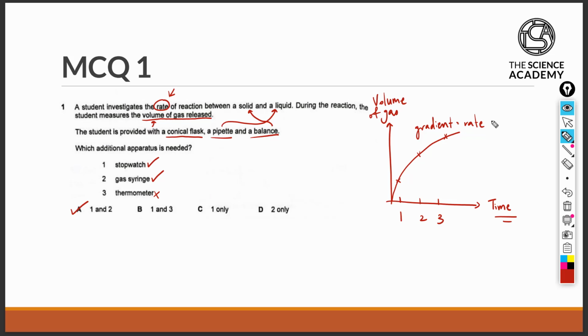Which means for this reaction, the rate of the reaction or the speed is going to be different at different time points. At time point 1, the speed is going to be much faster than at time point 2 and time point 3. As we proceed to the end of the experiment, we should see the plot plateauing because there is no more additional gas being produced. This means that the reaction has been completed. And at reaction completion, the gradient of the graph is 0, hence the speed of the reaction is 0 because there is no more reaction occurring.